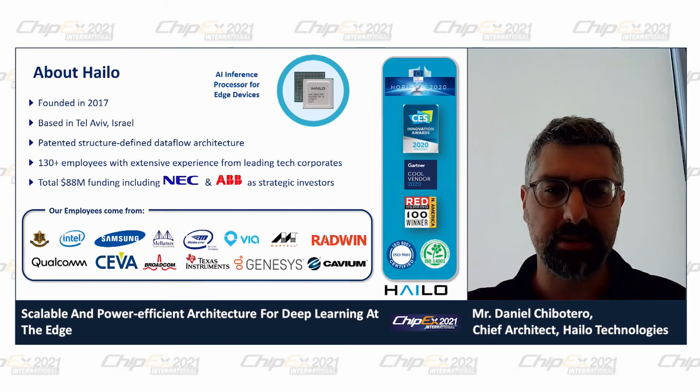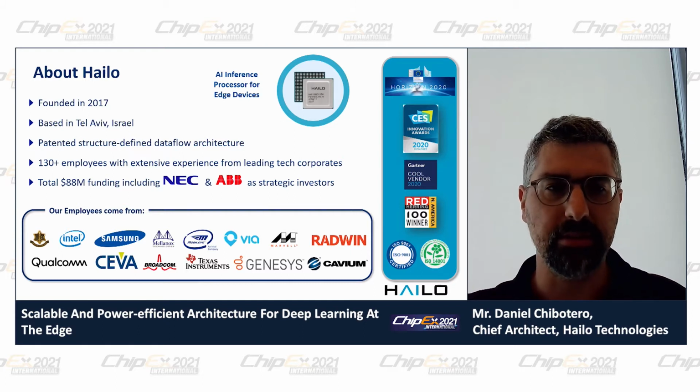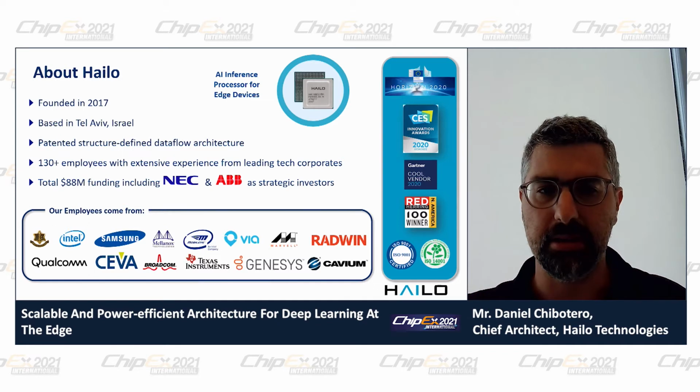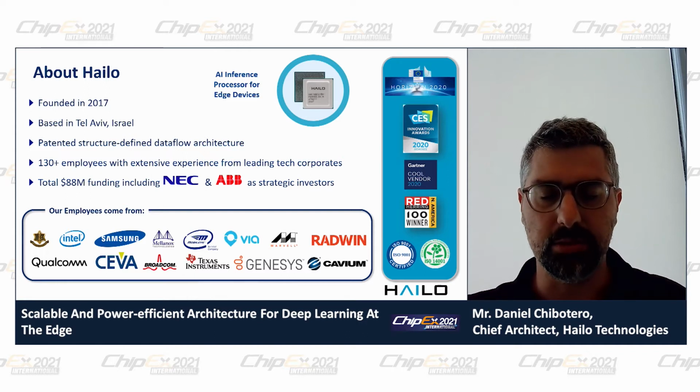So Hailo is a fabless chip company founded in 2017, and our product is an AI inference processor for edge devices. We are based in Tel Aviv with offices around the world, in the US, Japan, Taiwan, and Europe. Our product is based on our patented structure-defined architecture. We have more than 130 employees, and we raised more than $88 million with the NEC and ABB as strategic investors.